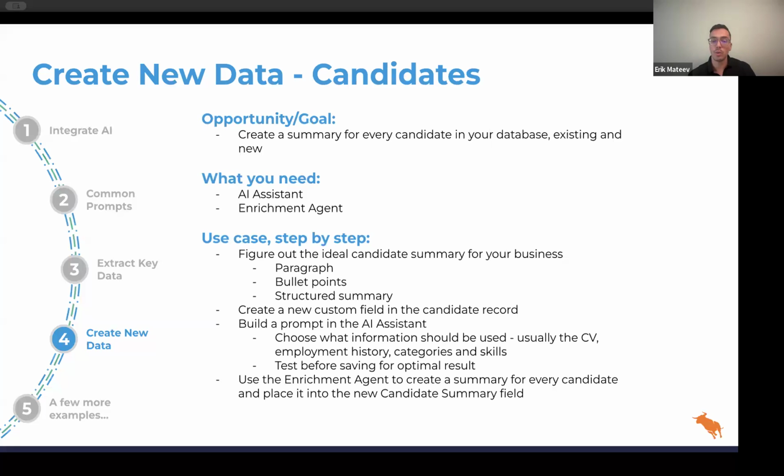The next step from there, build a prompt. The same way as we saw earlier with the data extraction, create a prompt to structure a candidate CV based on information like the resume, employment history, categories or skills, or any other data that you might want to work with, and restructure that CV into a summary that you can then put into that field. Make sure to test before you save it, but then execute the enrichment agent to create a summary for every candidate and place it into that new field. So whether it's all the candidates you have today or any net new candidate that you add moving forward, this agent can just run in the background and create these valuable data points that your recruiters can rely on moving forward.